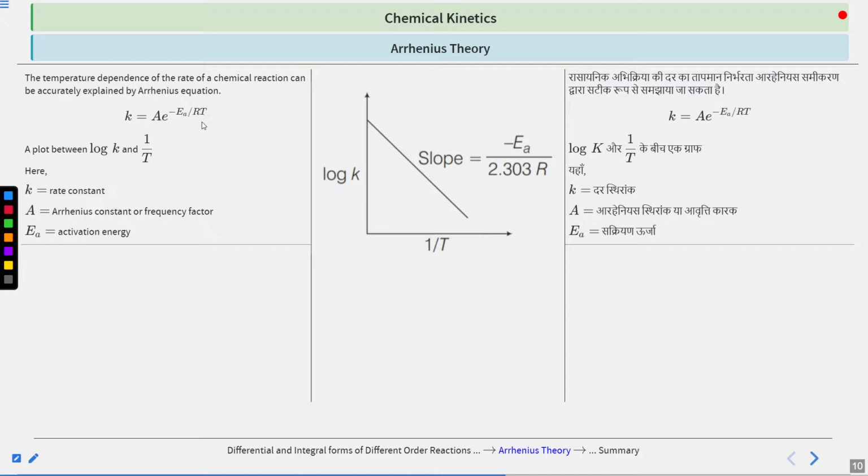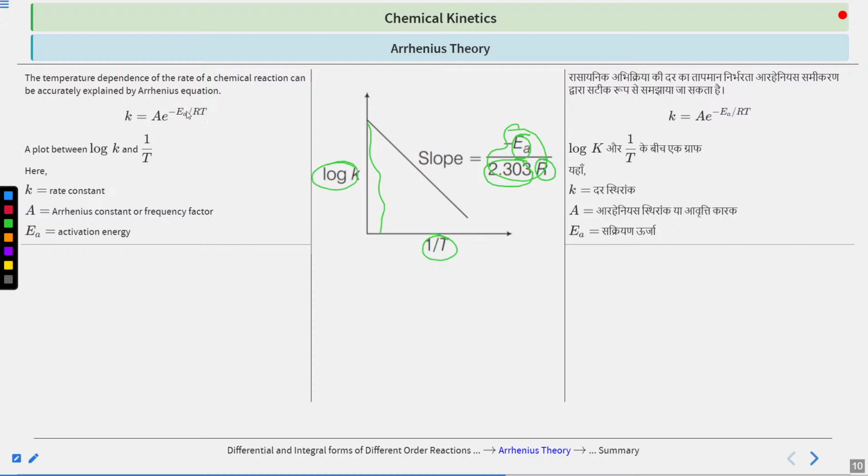Comparing it with y = mx + c, y will be this, m will be this, x will be this, and the intercept will be log A. That gives you a straight line, and the slope is negative because Ea by R is always positive and is a constant. Putting a negative sign against this positive value gives a negative slope, therefore the line is decreasing.